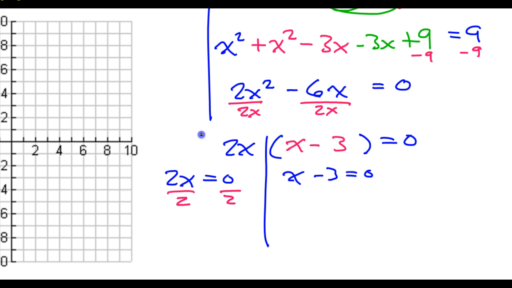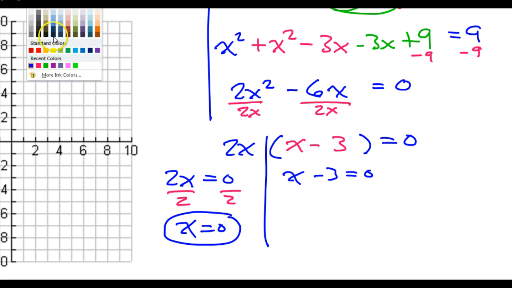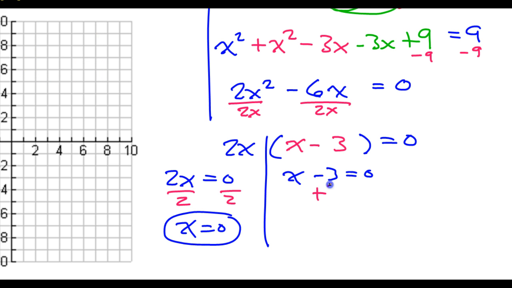Here, if I divide both sides by 2, that's going to give me x equals 0. And here, if I add 3 to both sides, that's going to give me x equals 3. Alright, so these are the two x values of my solution. I still need the y values that go with them.